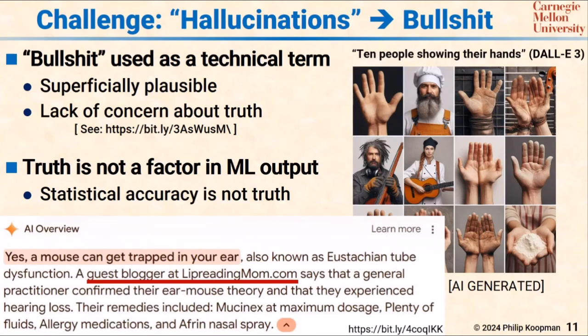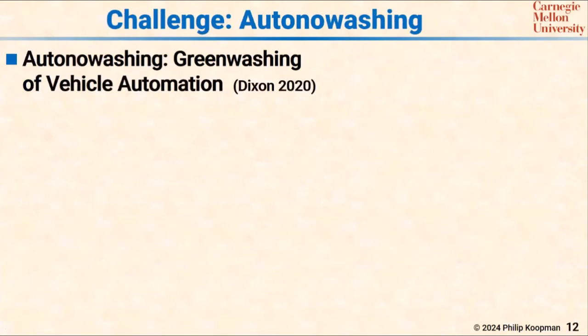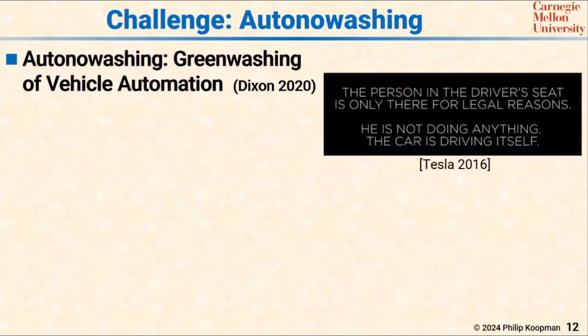The next challenge is autonowashing. So autonowashing is greenwashing of vehicle automation, thanks to Liza Dixon for coining that cool term. And here's an example. This is the infamous Tesla Paint It Black commercial where they said the person in the driver's seat is there only for legal reasons. He's not doing anything. The car is driving itself. And it has since come out that there were many, many takes. There was a car crash and basically it was all just fantasy.